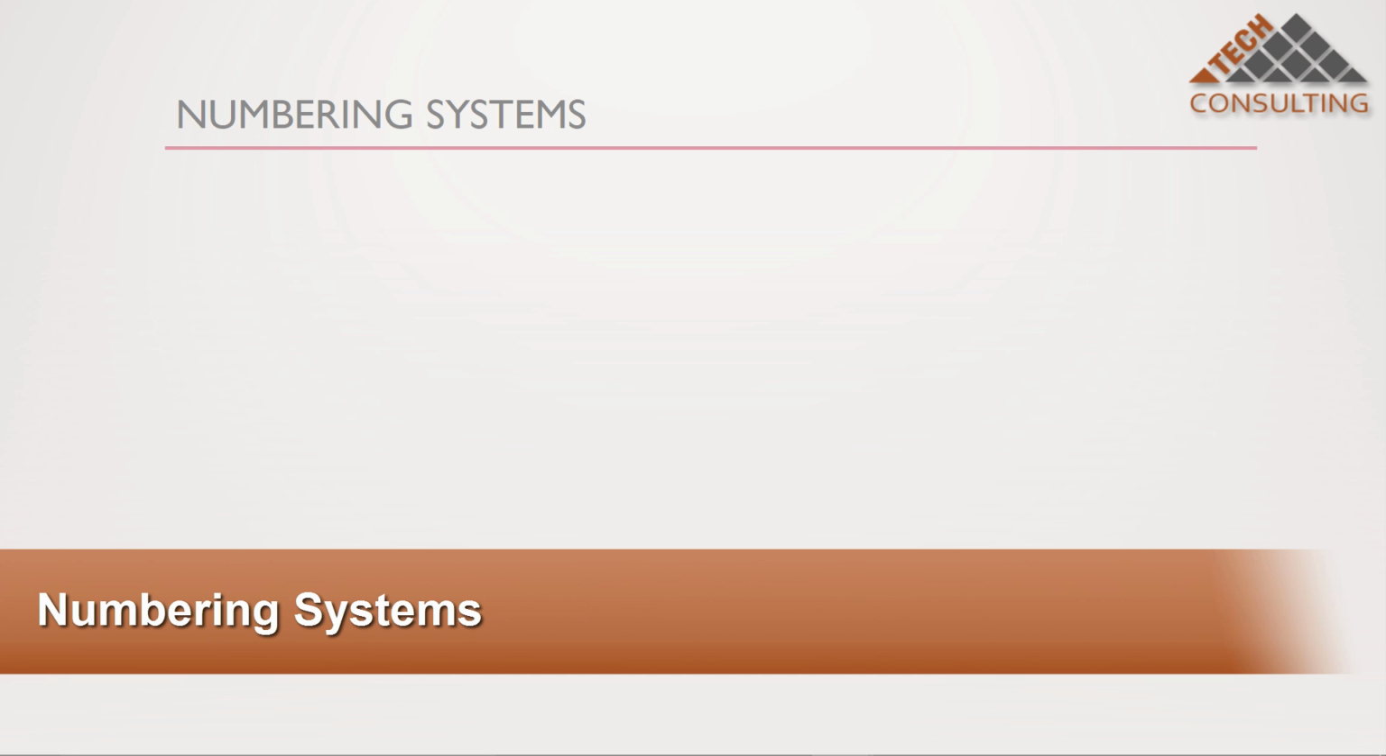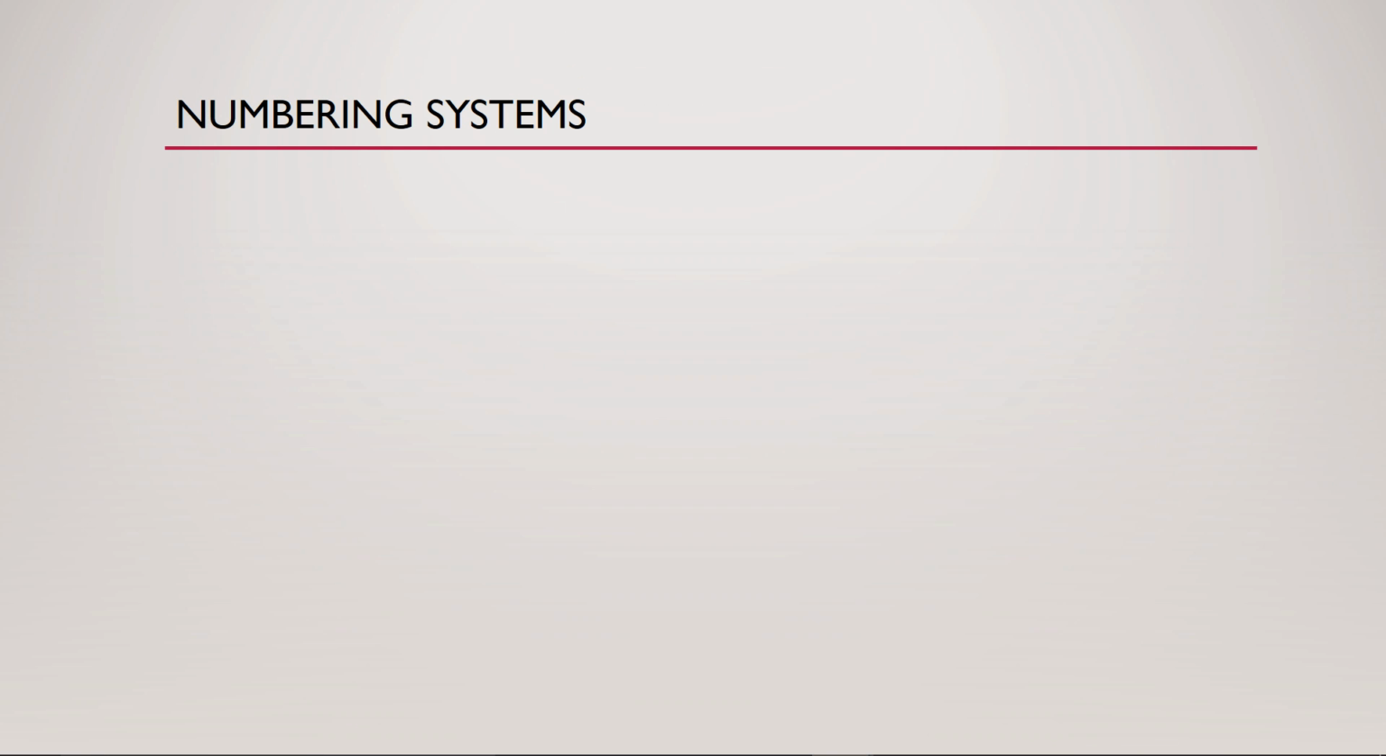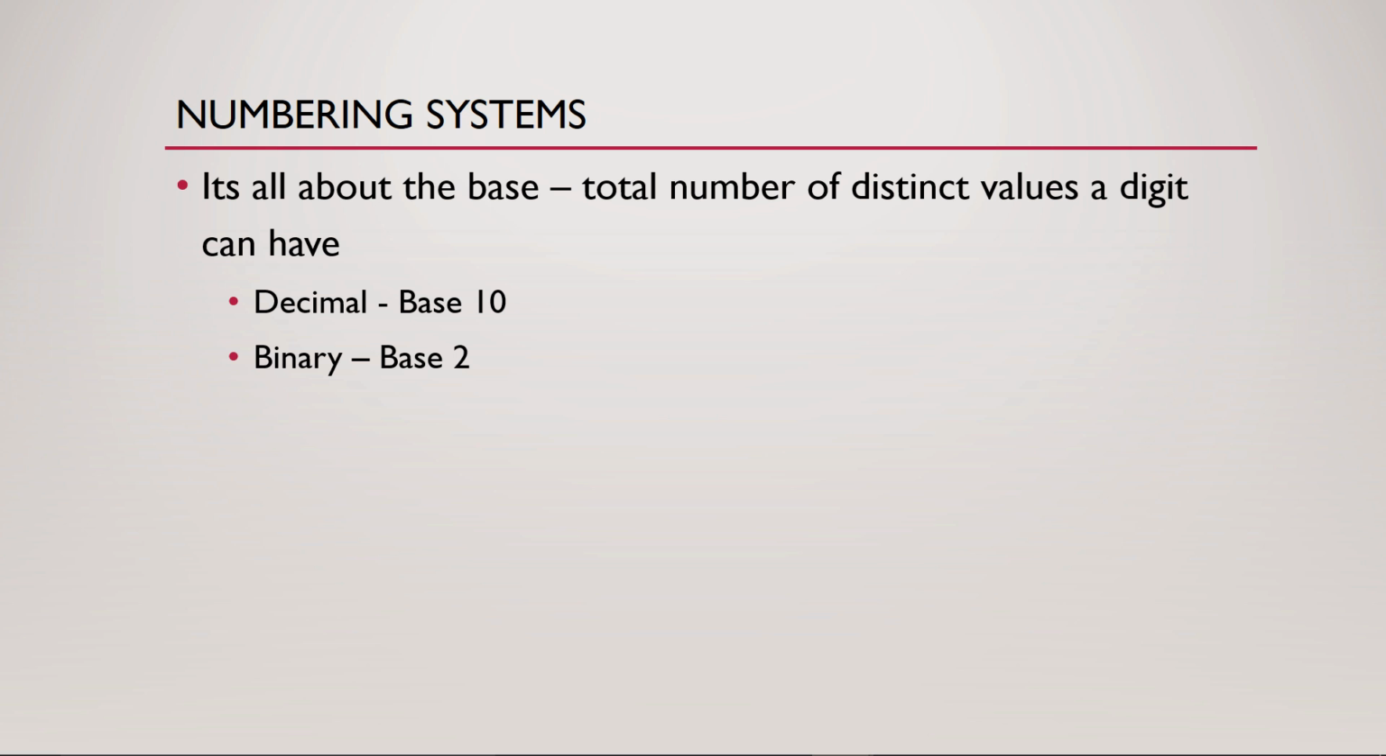It all begins with numbering systems, and you're familiar with numbering systems, but let's just have a quick review. In numbering systems, it's all about the base. The base is the total number of distinct values that any specific digit can have. You're familiar with base 10, that is the decimal numbering system. We'll also talk about binary or base 2.